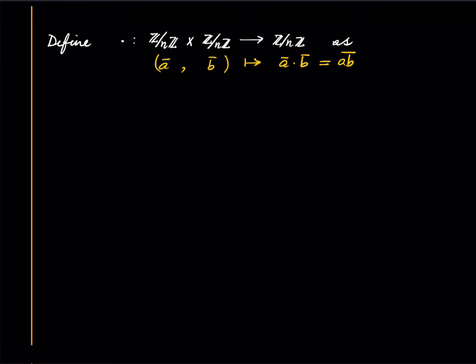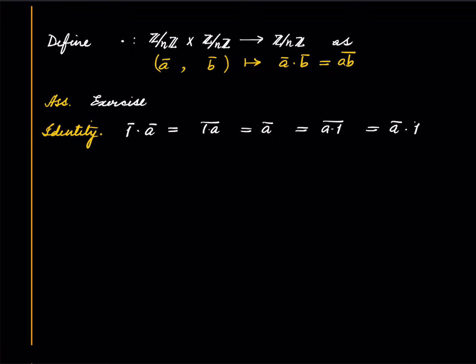Okay. So the question is, is this a group? So associativity, that you can easily check, so that is an exercise. Identity: 1 bar dot a bar equals 1 times a bar, which is a bar, which is a times 1 bar, which is a bar dot 1 bar. So 1 bar does indeed act as identity. So this binary operation indeed possesses an identity.